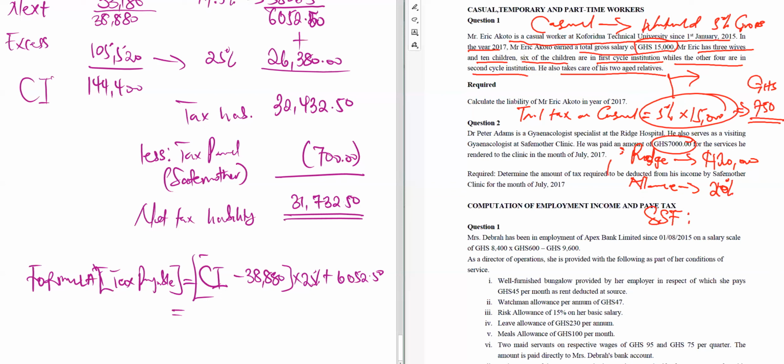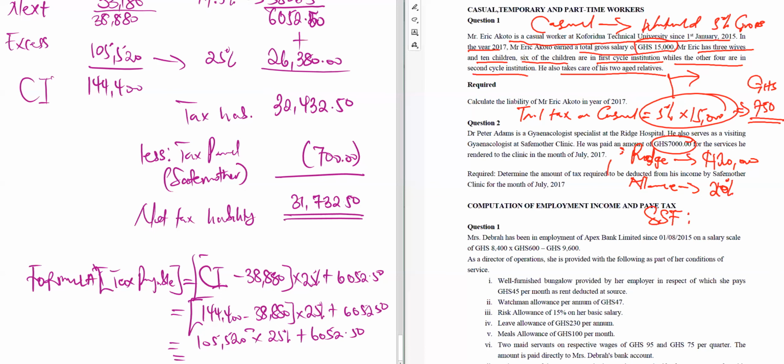And once you put it in this, you end up with what? Our 144,400 minus our 38,880 at 25% before you add your 6052.5. And you realize that when you subtract this, that excess will now become 105,520, now being taxed at what? 25% before you add what? 6052.5. So it's like you are building the same schedule, right? So it's this one at 25% plus this.